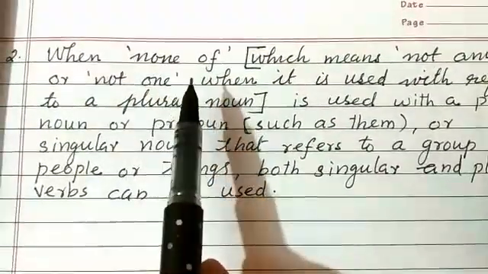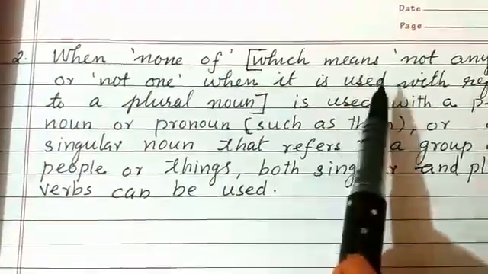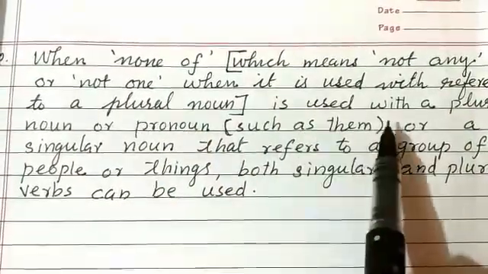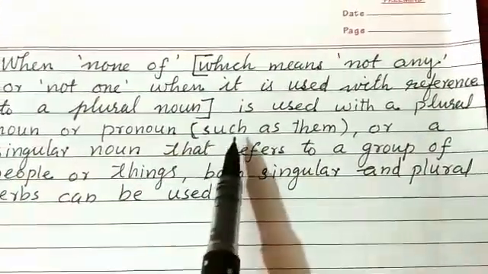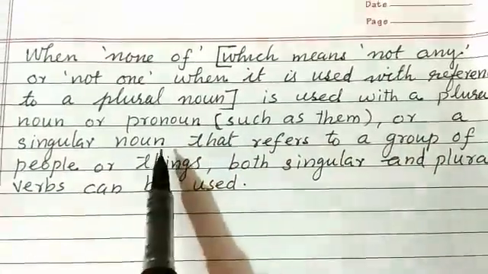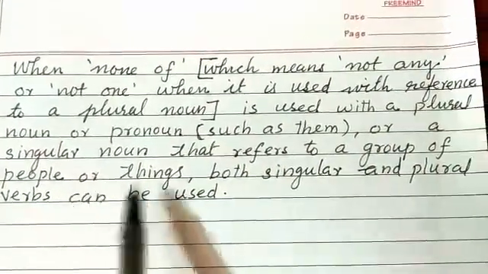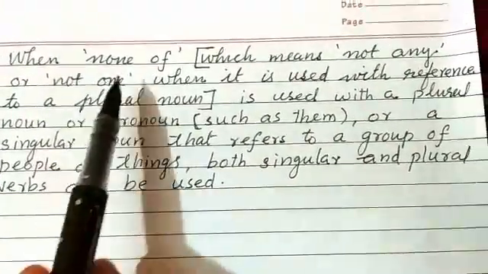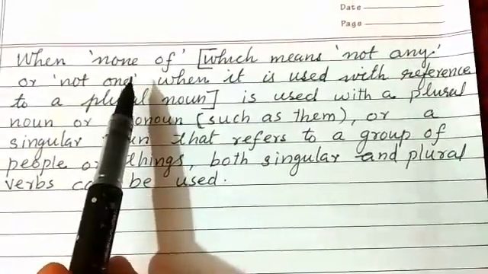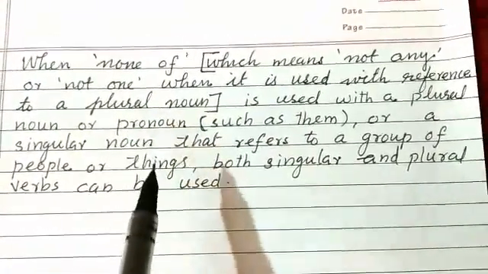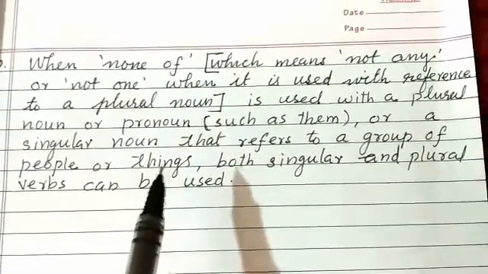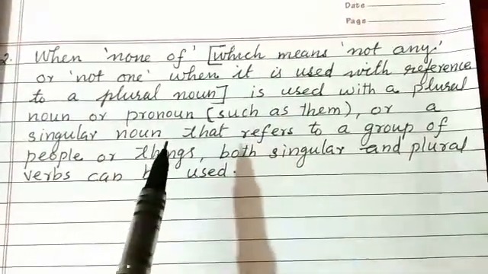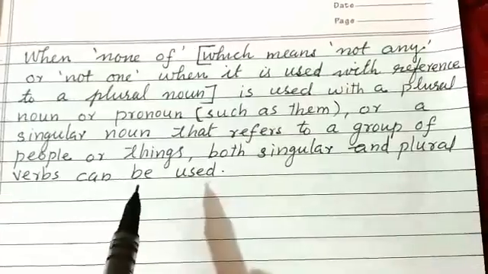When none of, which means not any or not one, is used with a plural noun or pronoun such as them, or a singular noun that refers to a group of people or things, both singular and plural verbs can be used. None of, when we use, normally nowadays we use a plural verb and it can be followed by a singular verb too. So let us see one example.